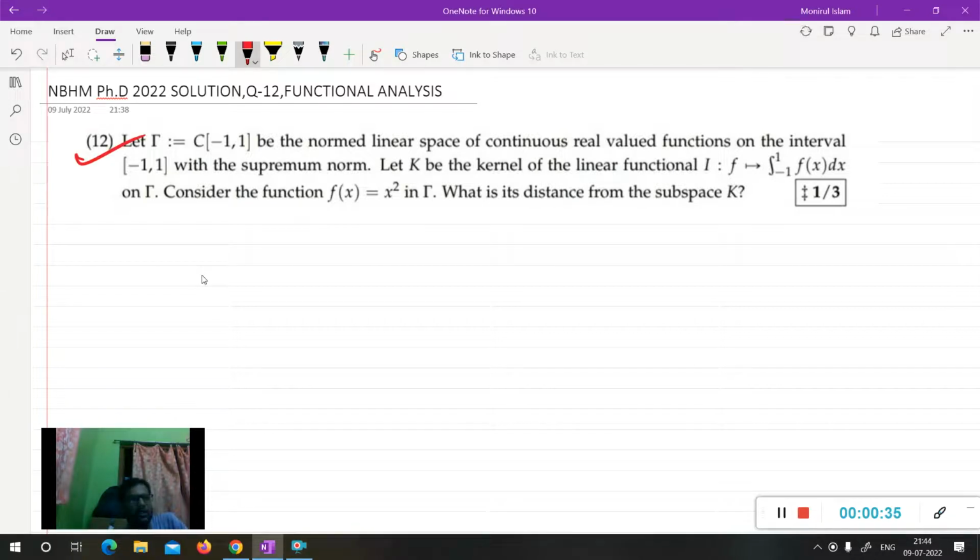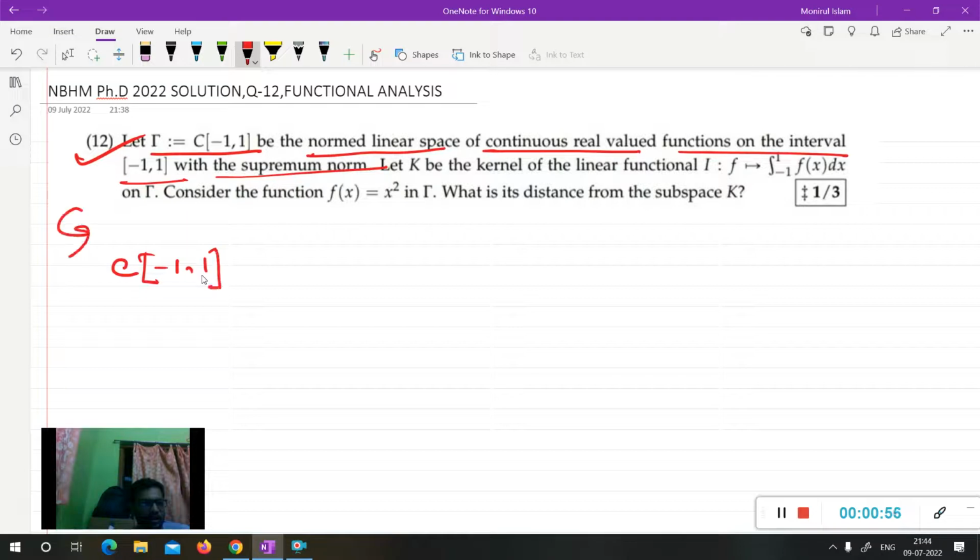Given that Γ = C[-1,1]. What is C[-1,1]? It is the normed space of continuous real-valued functions on the interval [-1,1] with the supremum norm. I am writing the given information one by one; after that, it will be easier to solve this problem.